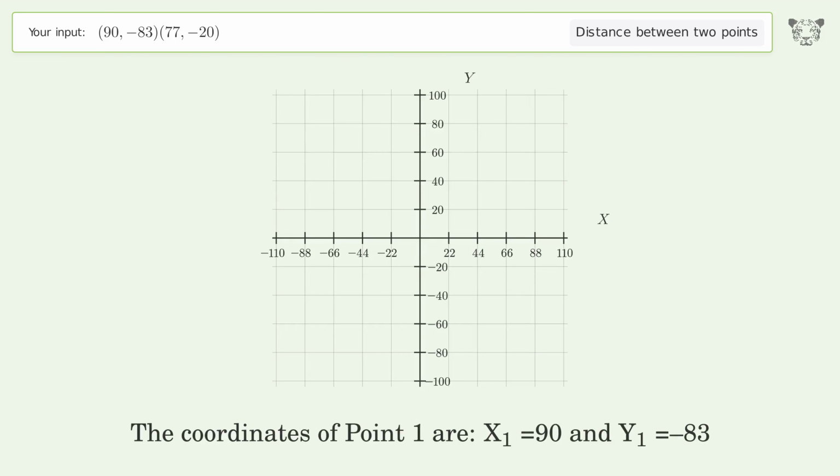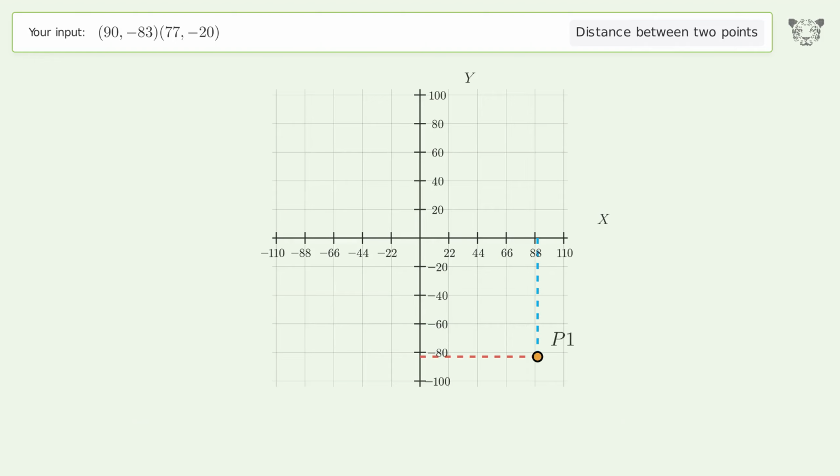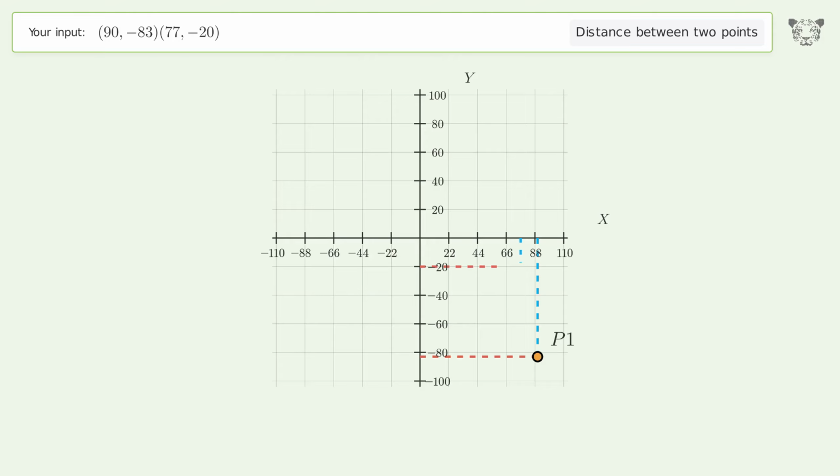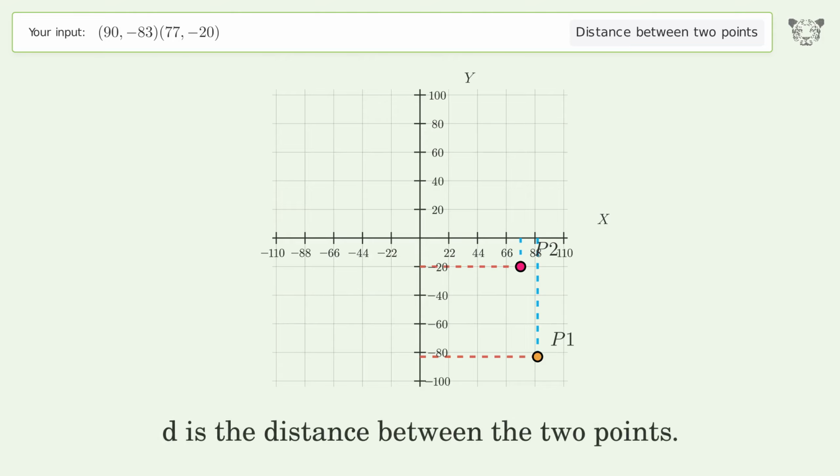The coordinates of point 1 are x1 equals 90 and y1 equals negative 83. The coordinates of point 2 are x2 equals 77 and y2 equals negative 20. D is the distance between the 2 points.